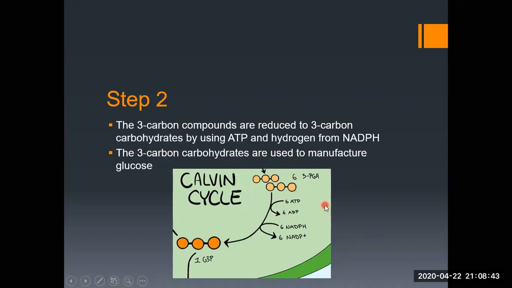for each 3 carbon compound, ATP is utilized and energy is released. Adenosine triphosphate is converted into adenosine diphosphate. NADPH is oxidized to NADP. Here is the loss of hydrogen, so it will be oxidized. Oxidation takes place here. The 3 carbon carbohydrates are used to manufacture glucose.